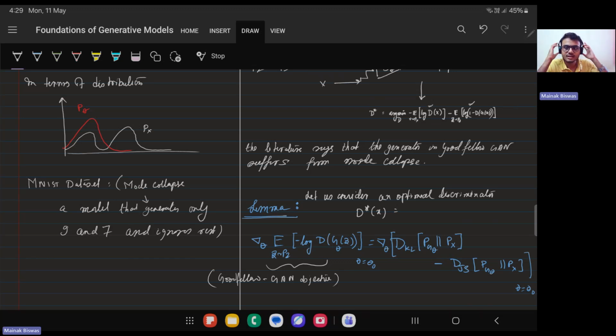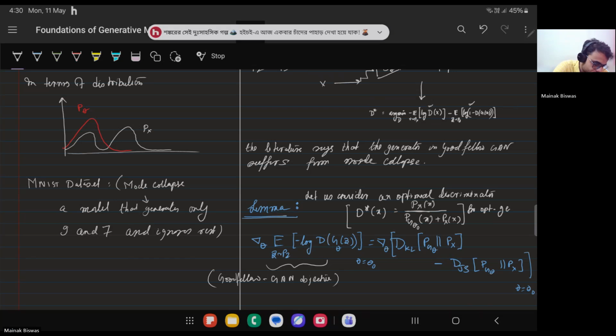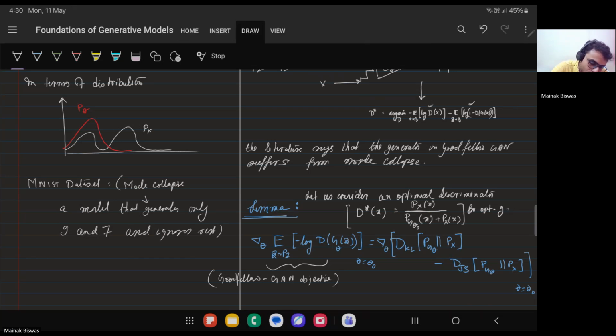Right, d star of x equal to p_x over p_g theta_0 of x, and you'll ask me what is p_g theta of x? The optimal discriminator for the optimal generator g theta.